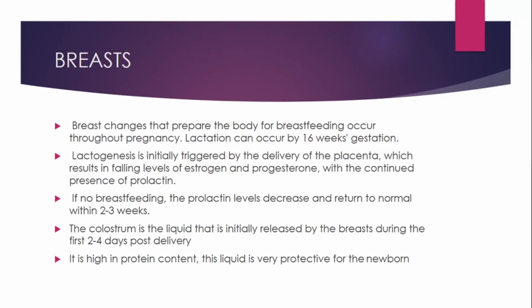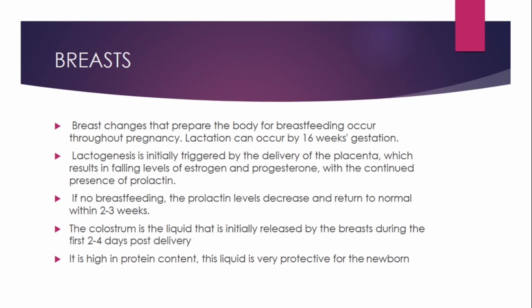So now, the breast. Breast changes that prepare the body for breastfeeding occur throughout pregnancy. In fact, it's been said that lactation can occur by 16 weeks gestation. Lactogenesis is initially triggered by the delivery of the placenta, which results in falling levels of estrogen and progesterone with the continued presence of prolactin. If no breastfeeding, the prolactin levels decrease and return to normal within 2 to 3 weeks.